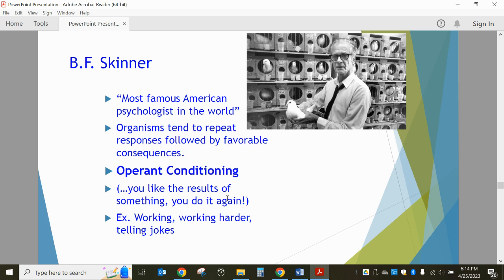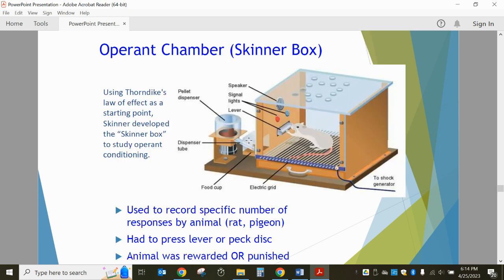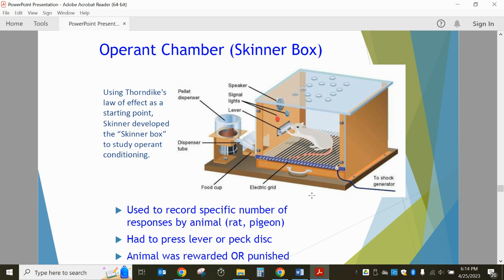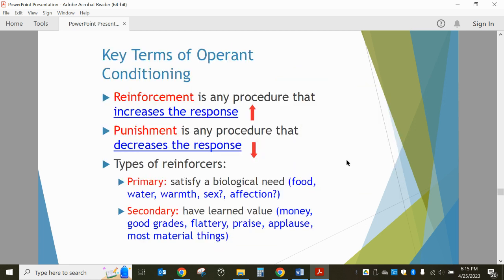Later, B.F. Skinner basically did the same thing. That if you like the rewards of something, you continue the behavior. Responses followed by favorable consequences. He created the operant chamber, or the Skinner box, in which pigeons and rats were taught to behave differently based on shocks and also based on rewards.